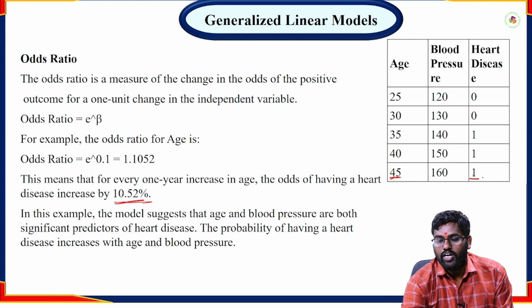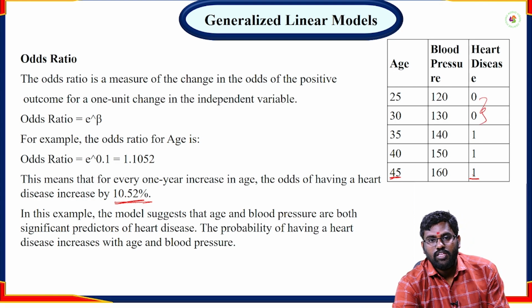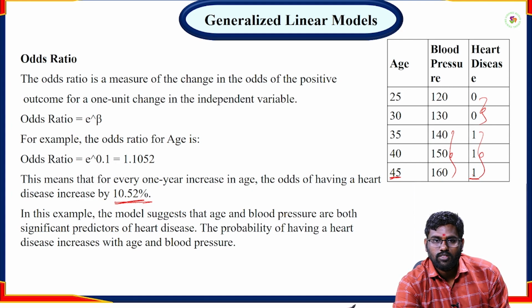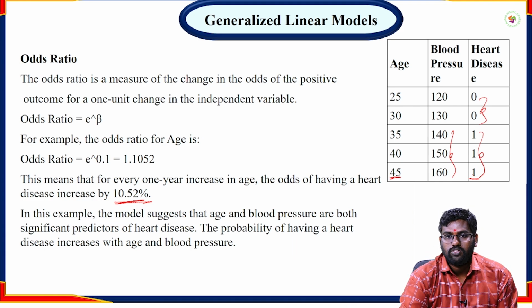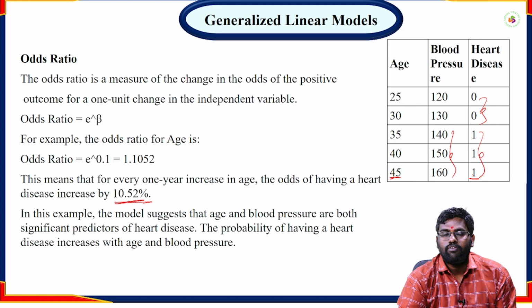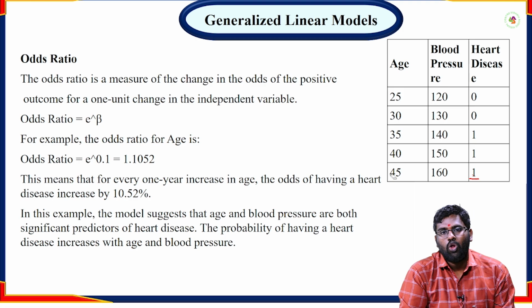At the ages of 25 and 30, we are not getting heart disease, 0 and 0. Whenever the age keeps increasing and the blood pressure also increases, they get the heart disease value as 1. The age increases based on the age constraint, and the blood pressure also increases based on certain conditions. Finally, the person gets heart disease based on the conditions given in this example. Okay, so that is about logistic regression.